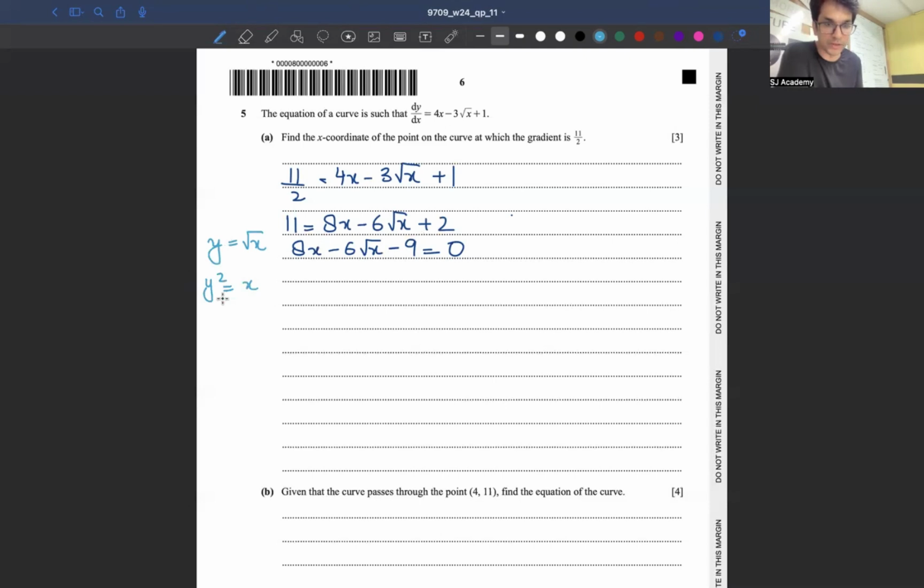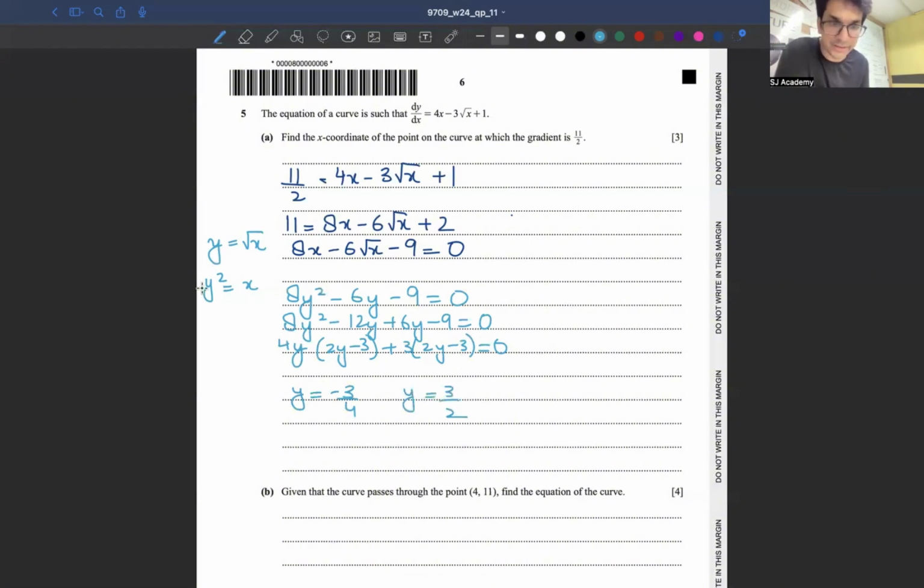If you square both the sides, you'll get y squared equals x. This equation we can write as 8y squared minus 6y minus 9 equals 0. Factorizing, we'll get 8y squared minus 12y plus 6y minus 9 equals 0. Taking 4y common, we'll get 4y(2y minus 3) plus, taking 3 common, 3(2y minus 3) equals 0. So the two values of y will be y equals minus 3 by 4 and y equals 3 by 2.